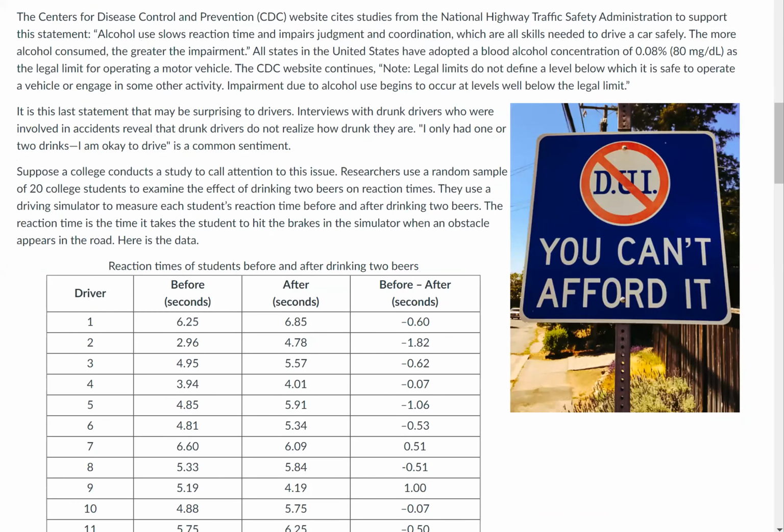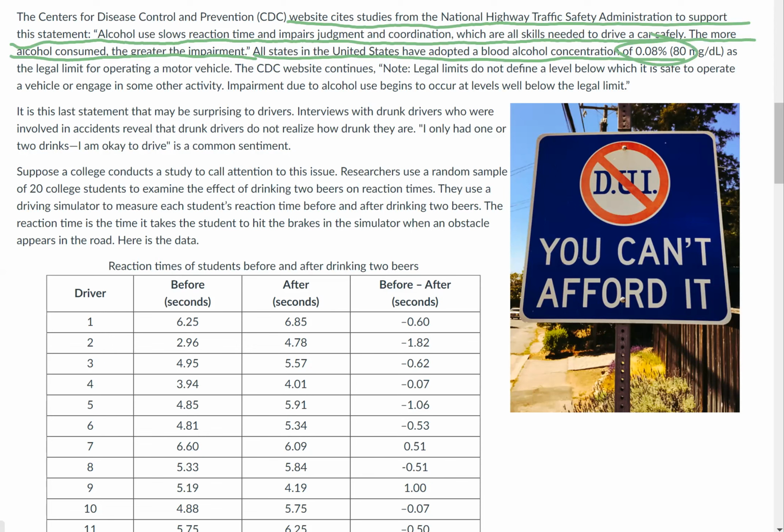The Centers for Disease Control and Prevention, the CDC, website cites studies from the National Highway Traffic Safety Administration to support this statement: "Alcohol use slows reaction time and impairs judgment and coordination, which are all skills needed to drive a car safely. The more alcohol consumed, the greater the impairment." All states in the US have adopted a blood alcohol concentration of 0.08%, or 80 milligrams per deciliter, as a legal limit for operating a motor vehicle.